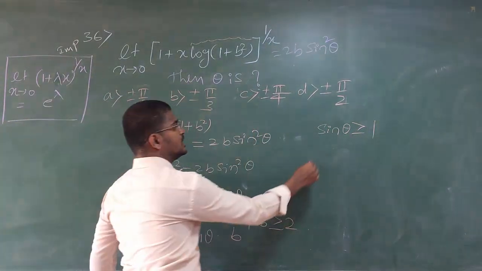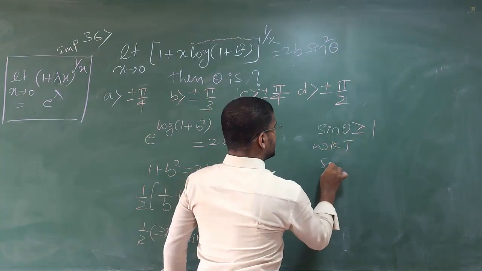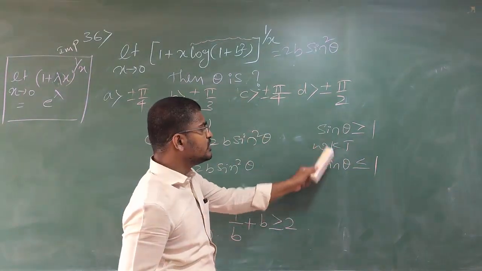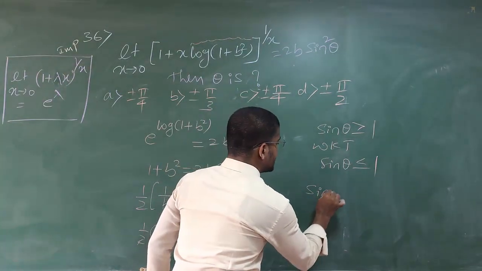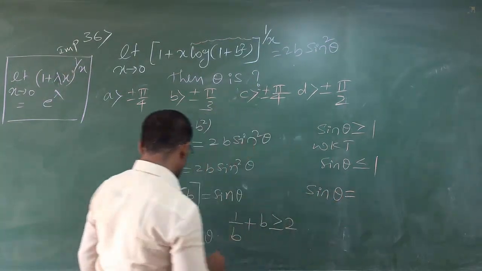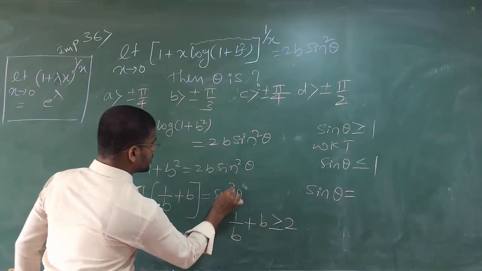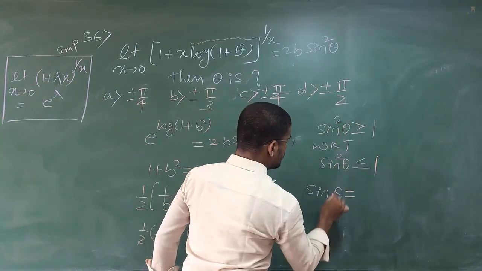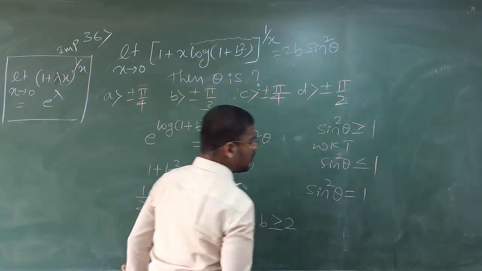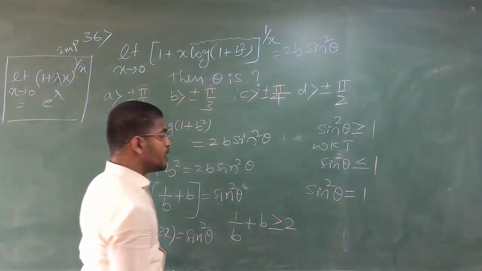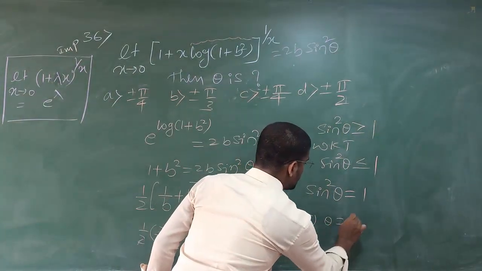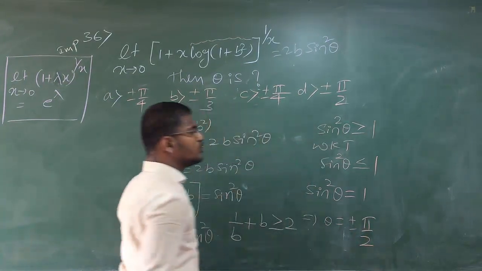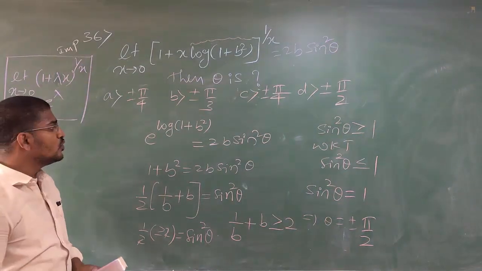But we know that sin theta is always lesser than or equal to 1. By solving these two inequalities, we say that sin theta equal to, here you have sin square, you maintain that sin square. So sin square theta equal to 1. So now theta equal to plus or minus pi by 2.